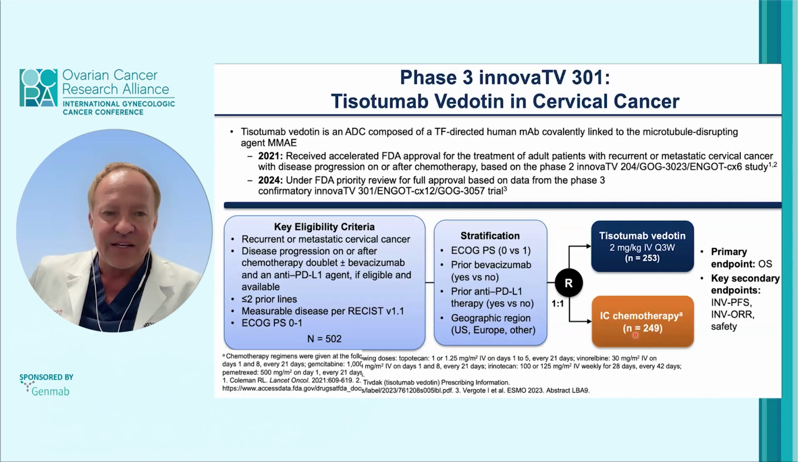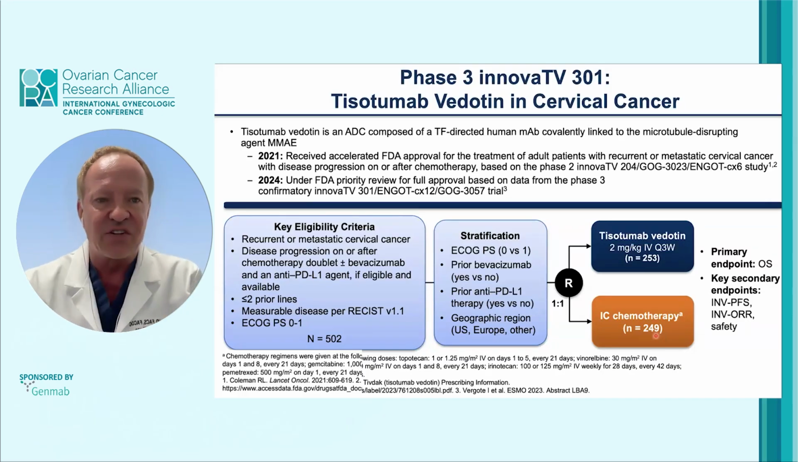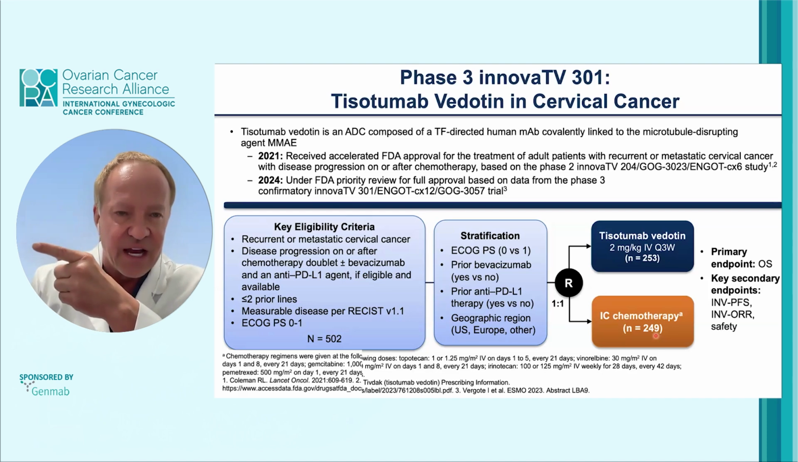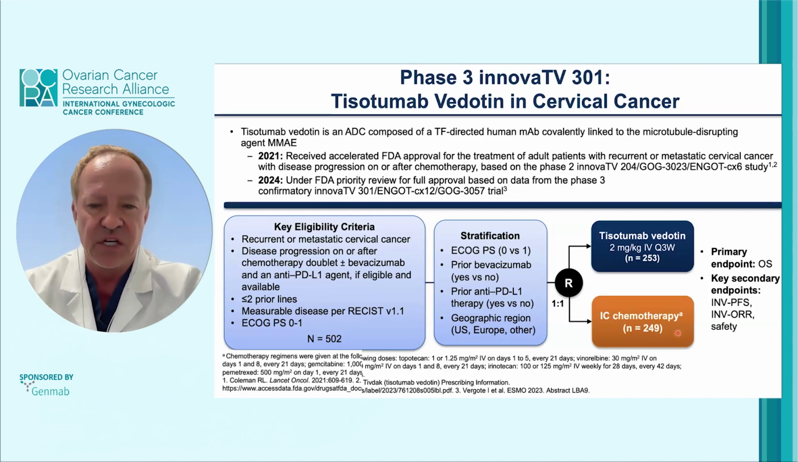Every T is crossed. Every I is dotted. Every laboratory test is ordered. Every CT scan is reread. So even if you don't get Tisotumab vedotin, you still get this, which is very exciting because you get a concierge, somebody you can call right here next door. I got 3 CRCs on the phone right now, mission control for clinical trials here in West Palm Beach. So we did this study.